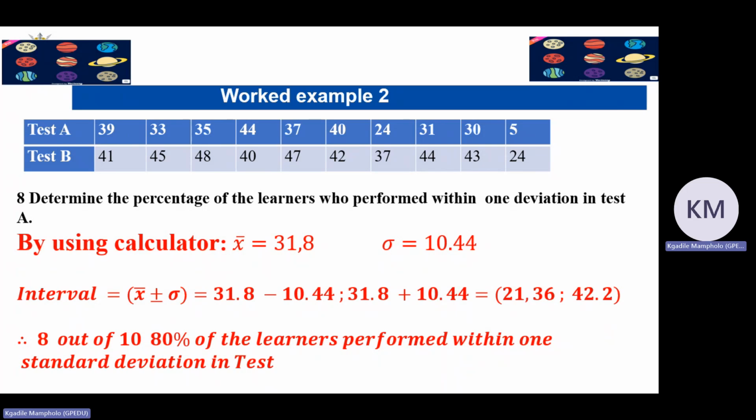Then it will give you one column, then you add the scores of test A. So 39 equals, 33 equals, 35 equals, then you do that for all the scores. Then after that, you say AC. You're saving the data so that when you calculate both the standard deviation and mean, you don't start from the beginning. Then you say shift, press option 1, press option 4, then press option 2, and you will get the mean. You say equals, you get the mean.